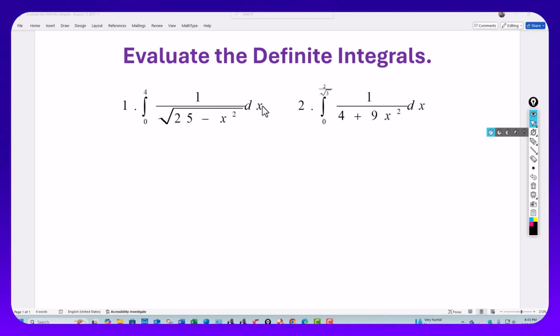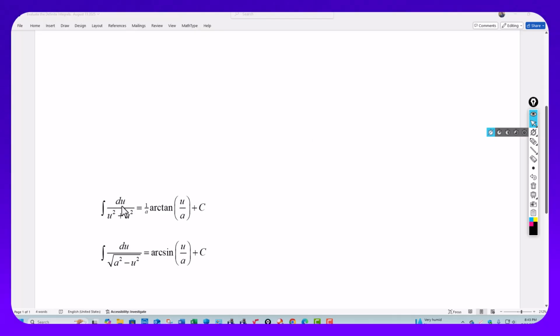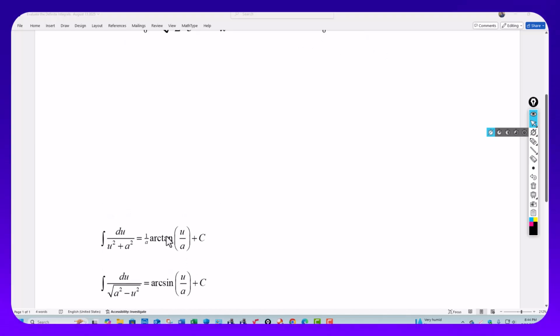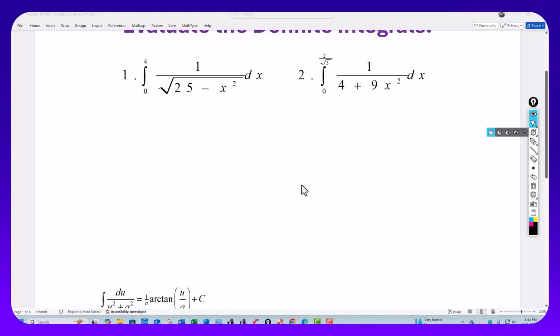Now the second one fits the form of the first formula here, the integral of du over u squared plus a squared. These could be in a different order. The constant could be first, a squared plus u squared. The value of the integral would be given by 1 over a arctan of u over a plus c. Of course, here we're not going to have constants of integration because we're dealing with a definite integral. So this one is not exactly in the form that we wanted, so we have to do a little bit of work with u-substitution here.